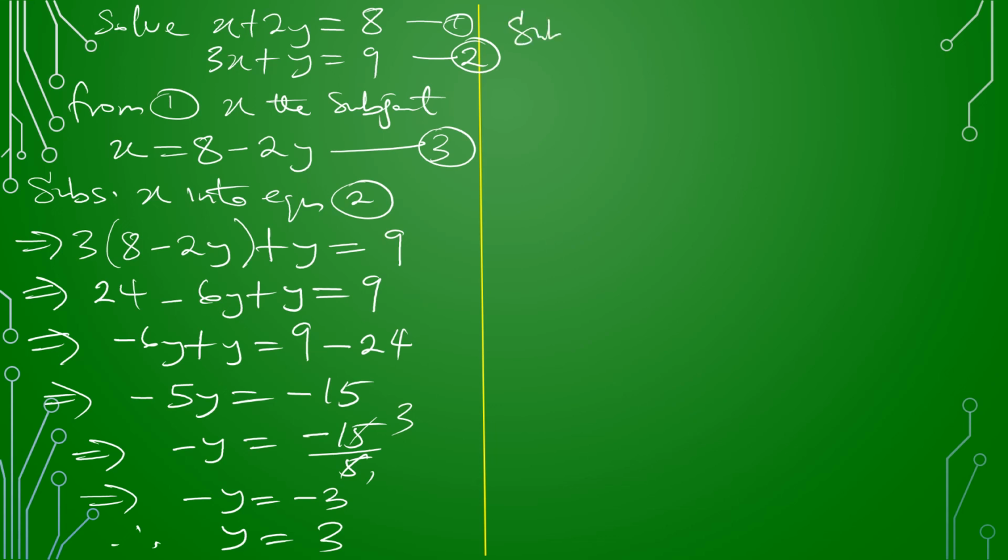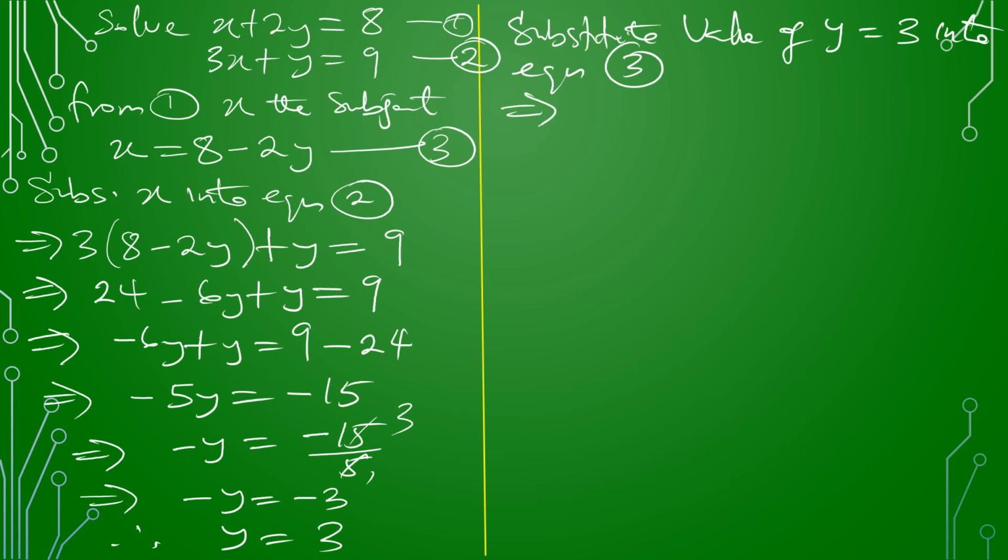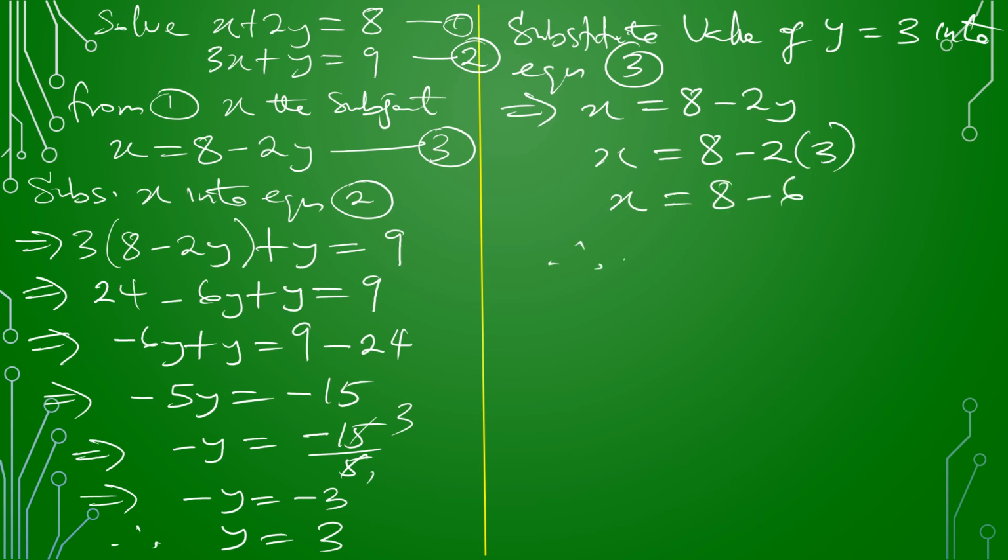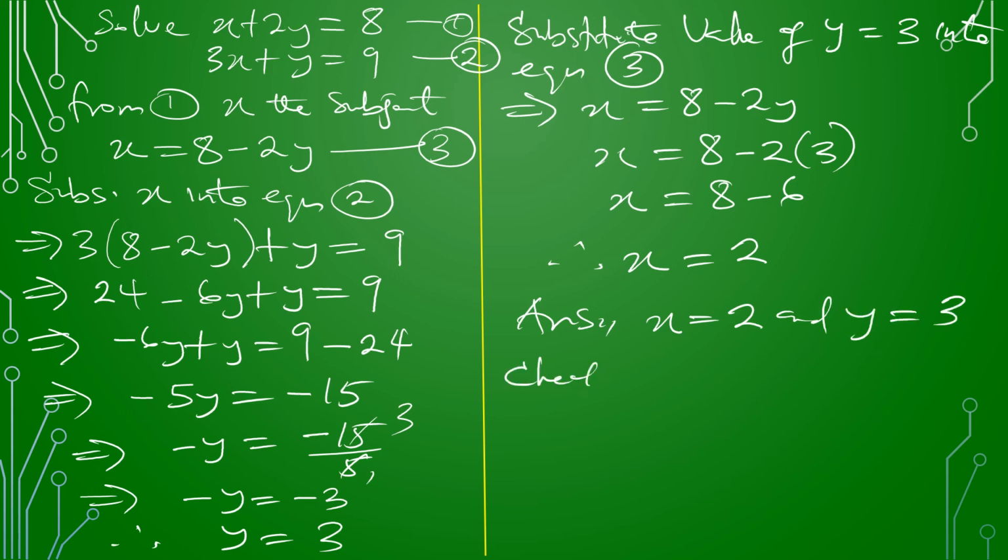Now substitute, don't forget the word substitute, the value of y equal to 3 into equation 3. From equation 3, we have that x is equal to 8 minus 2y. Therefore, x is equal to 8 minus 2 into 3, which makes x equal to 8 minus 6. Therefore, our x is equal to 2. Now, our answers: x is equal to 2 and y is equal to 3.